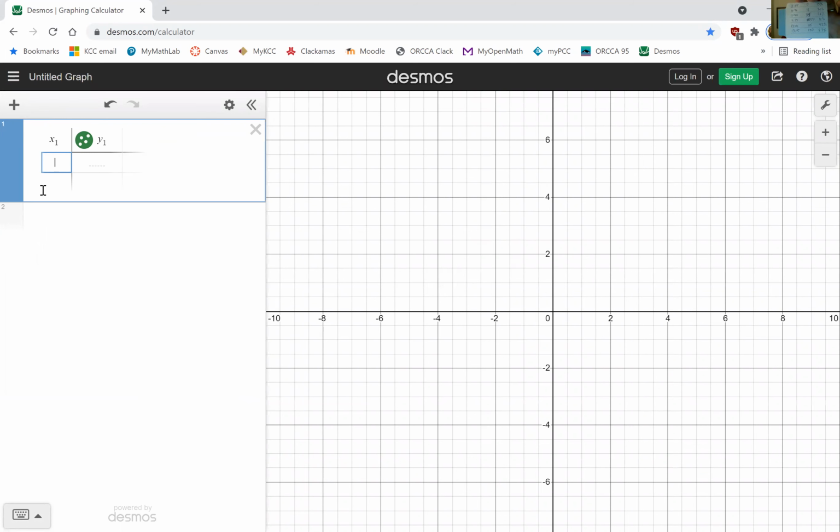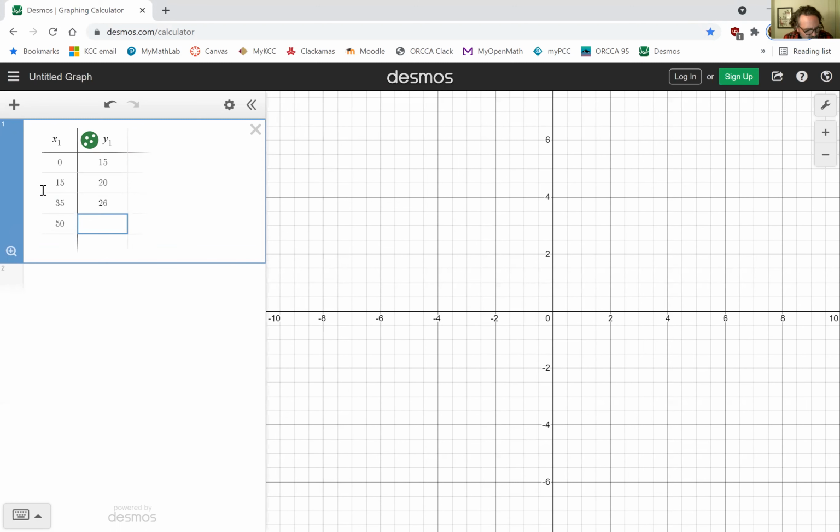My bad. This phone started at 15%. So at time zero, the charge was 15%. After 15 minutes, the charge was 20%. After 35 minutes, the charge was 26%. After 50 minutes, the charge was 31%.